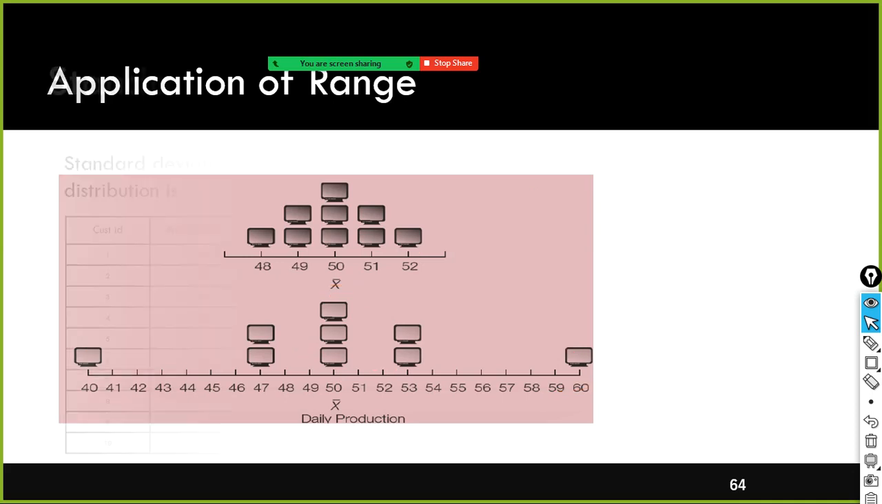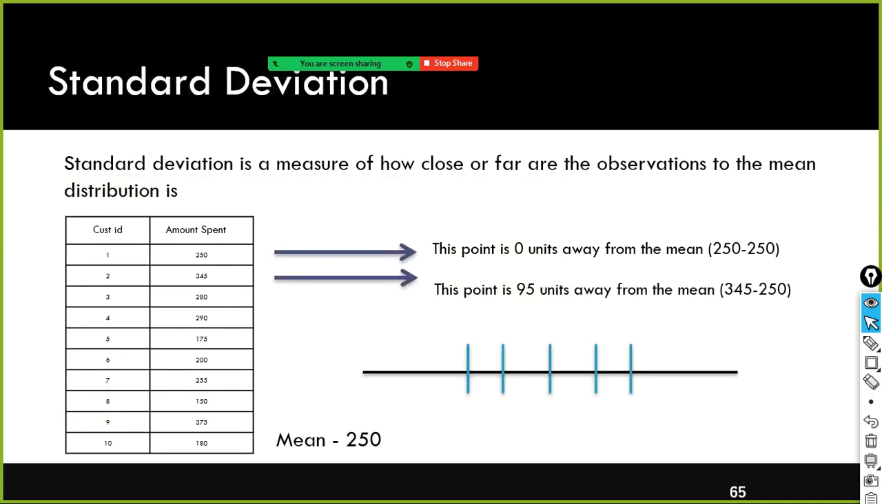Next, we will take a look at another measure of spread called standard deviation.